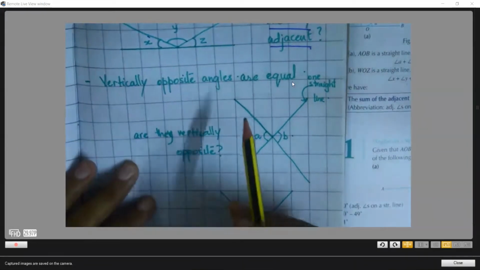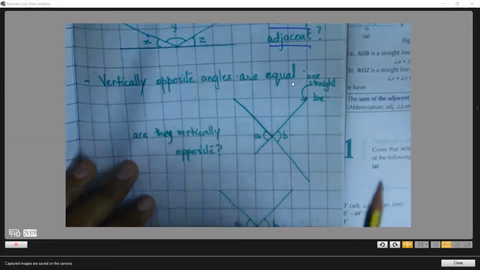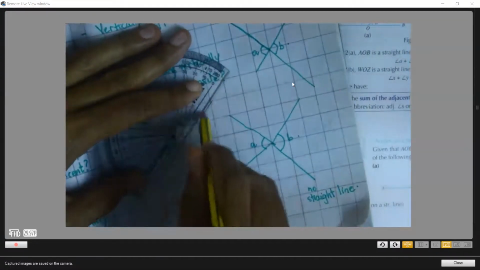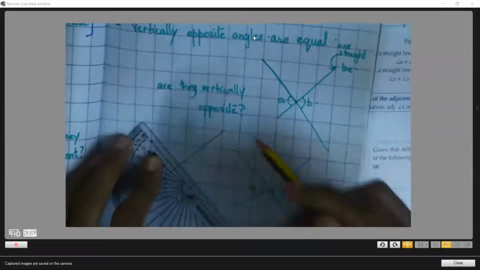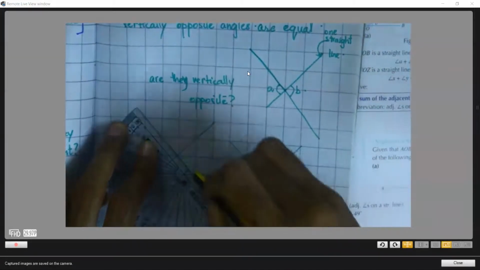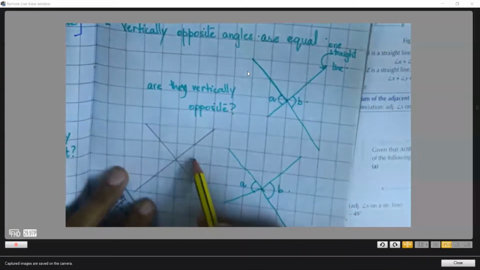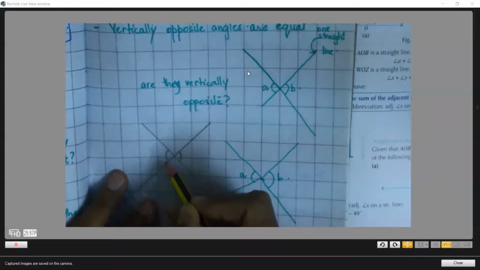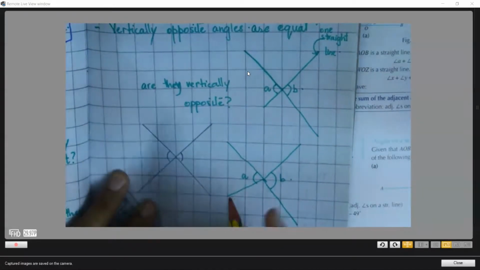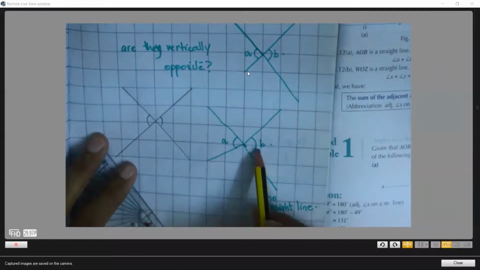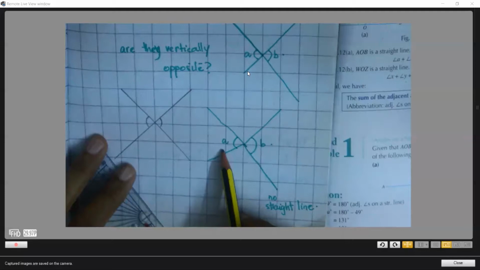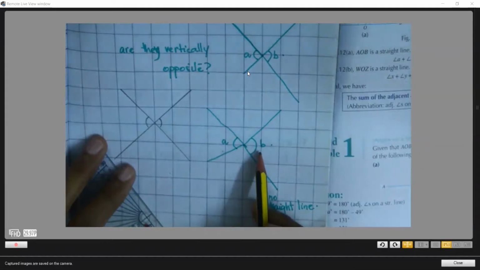See, for angles to be vertically opposite, you need 2 straight lines. 2 straight lines. That's important. For example, this is a straight line, and this is a straight line. It's very important to have 2 straight lines, and then the angles which are opposite to each other are called vertically opposite angles. Are these vertically opposite? Yep. Yeah, they are.